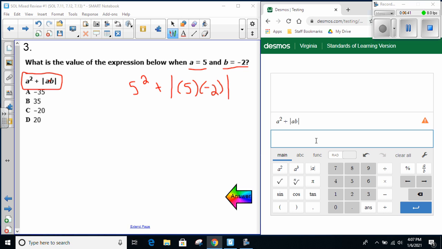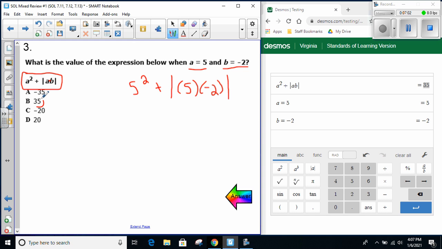And then we're going to tell Desmos that A equals 5 and B equals -2. After we do that, you can see that it tells us the value of the expression here is 35. So the best answer choice here is B.